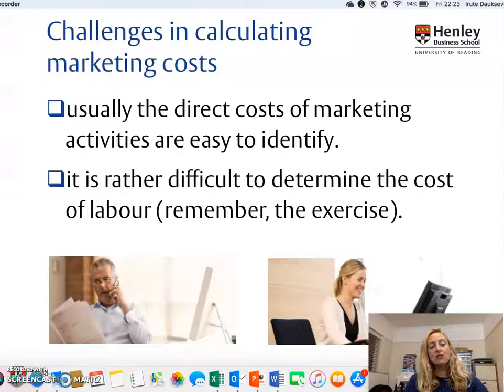So calculation of indirect costs is rather difficult. And when the question comes to the total or general contribution by marketing, you want to be able to see the bigger picture, not only direct costs, but all of the costs.